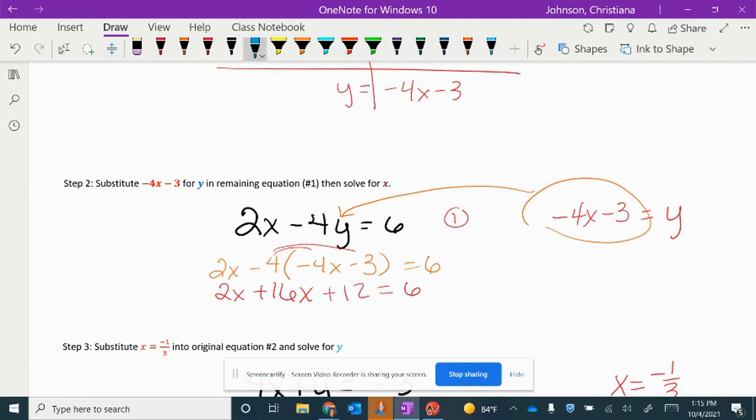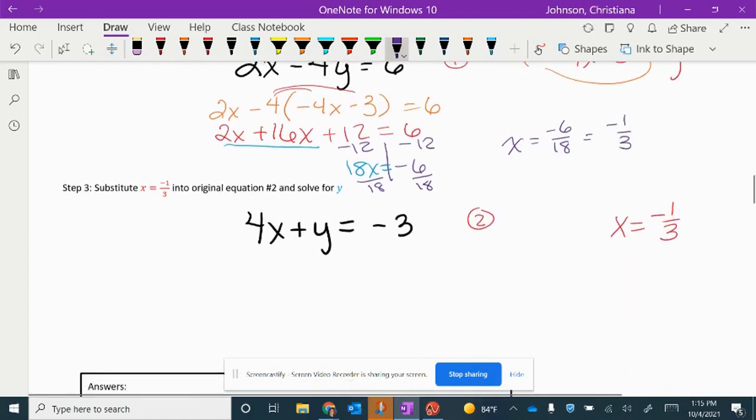Now we want to combine things that are the same and move things that are different. So that keeps all of our x's on this side, and that becomes 18x equals, and then our 12 moved on the other side, which makes it negative 12, or negative 6. So we got 18x equals negative 6, and then we can divide by 18. So x is negative 6 over 18, or negative 1/3.